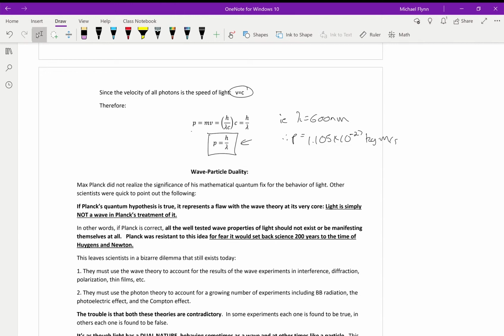So when atoms absorb light, light seems to change its character, right? When you shine it through double slits, it behaves like a wave. When it hits matter and is absorbed or emitted by matter, by atoms or whatever, it behaves like a particle. And that is a bizarre contradiction. And I personally think it's one of the coolest things in science.